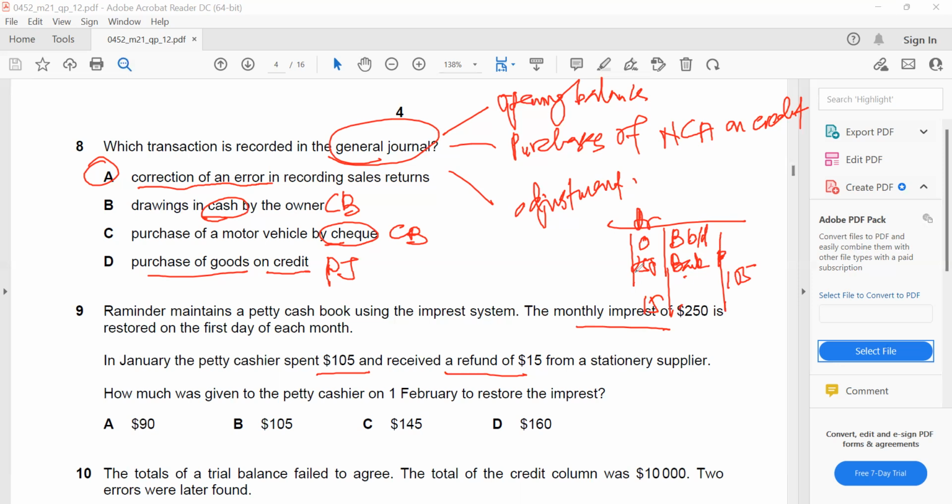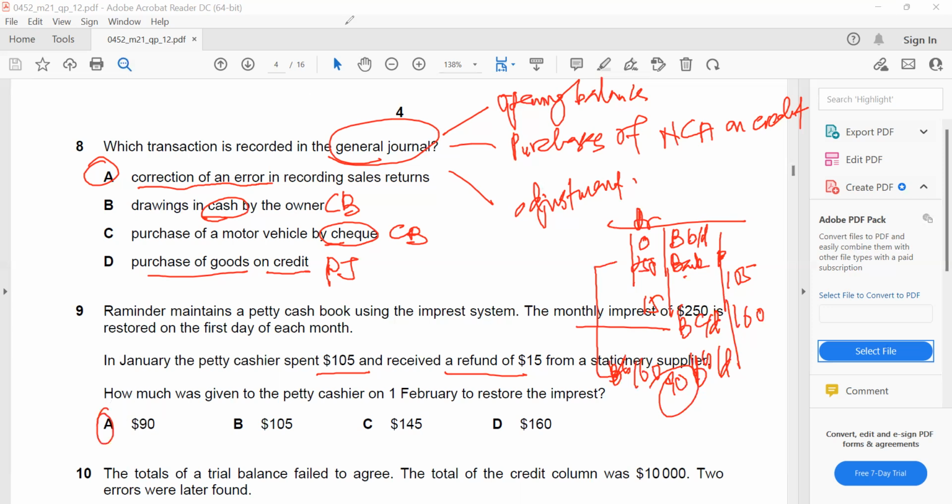So basically, you want to find the amount. You take these two minus this one, and you get the balance carried down. Let me calculate first: 250 plus 15 minus 105. So the balance carried down is 160. So the balance brought down next month is 160. How much to be topped up? We take this 250 minus 160, which is 90. So 90 we have to reimburse.